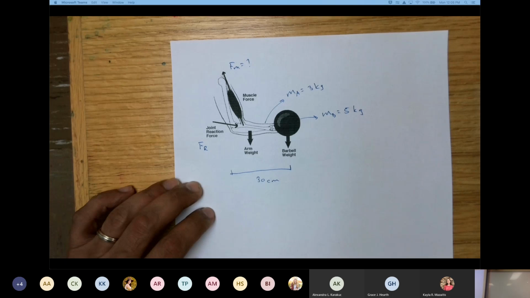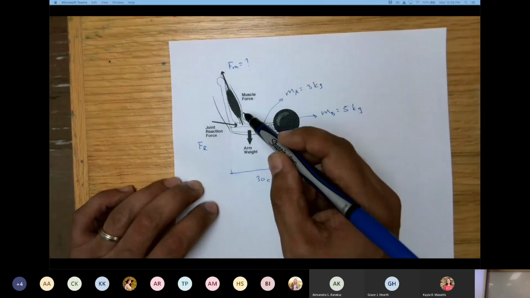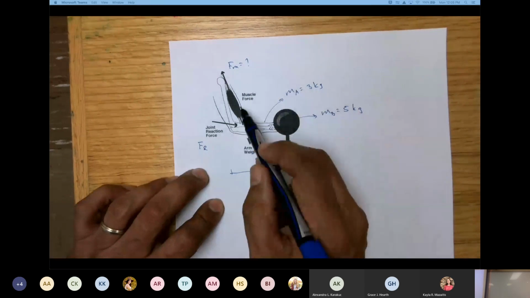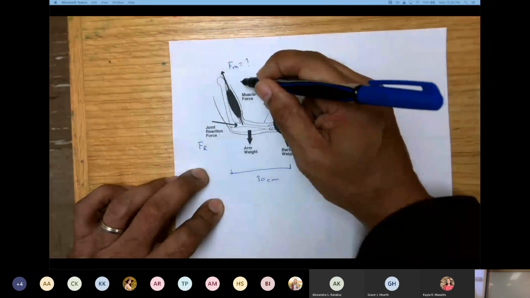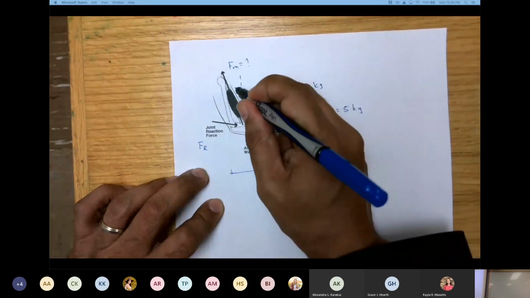Okay, and the other piece of information that I need is that this force of the muscle is not perpendicular to the arm, it is tilted a little bit backwards. So I'm going to say that this angle over here is going to be 15 degrees.